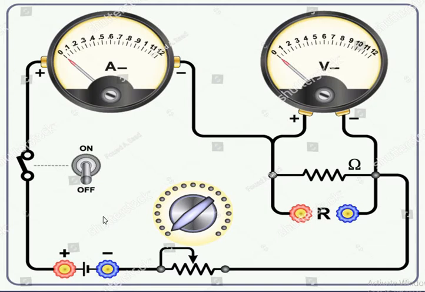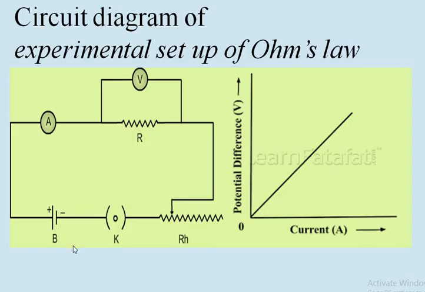Here it looks quite simple. You see, from the resistance, voltmeter is connected in parallel and ammeter is connected in series, and then ammeter is connected to the battery, other end of the battery is connected to the variable resistance. And this is the real circuit diagram of experimental setup of Ohm's law.